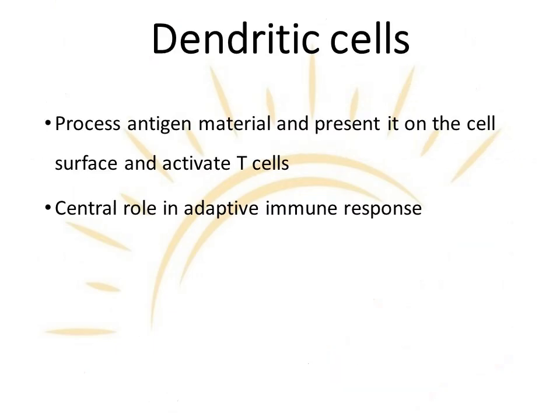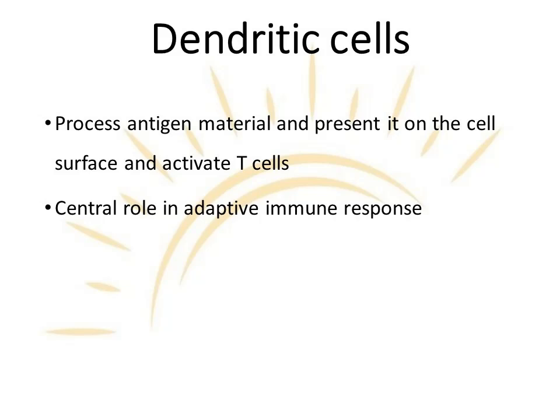Here, four important groups of immune cells that play major roles in protecting our body from infection and maintaining immune responses will be discussed. These are dendritic cells, macrophages, mast cells, and granulocytes. Let's begin with dendritic cells.